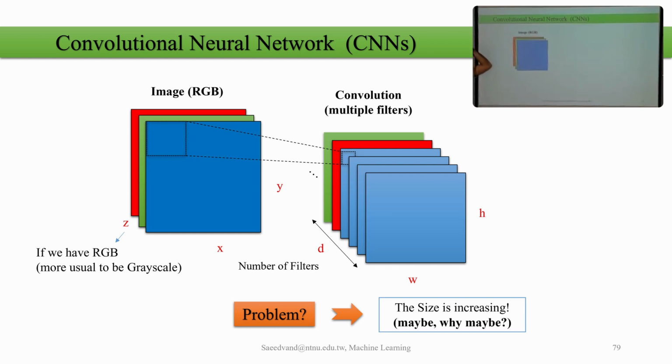So, if we have RGB, we have 3 channels. With these 3 channels, of course, we have the image size, X and Y, and we have the Z. That Z can show the depth. If grayscale, just 1. If RGB, 3. Now, I'm applying this. Let's say I'm applying the filter with different stride.